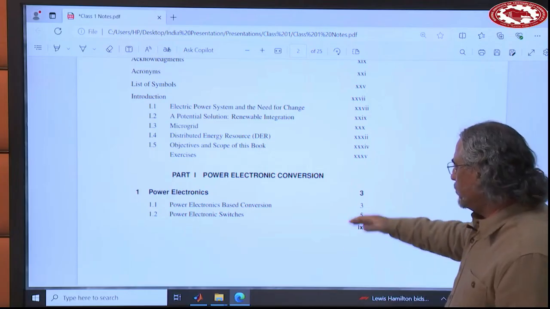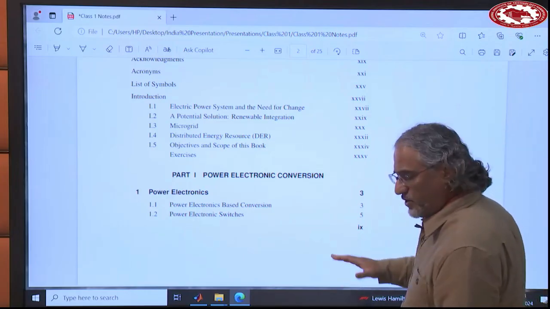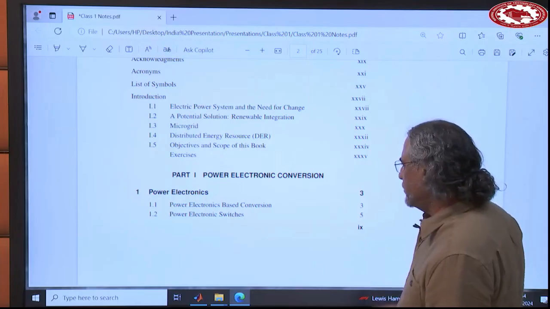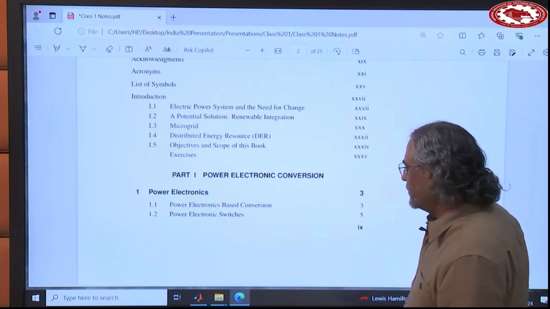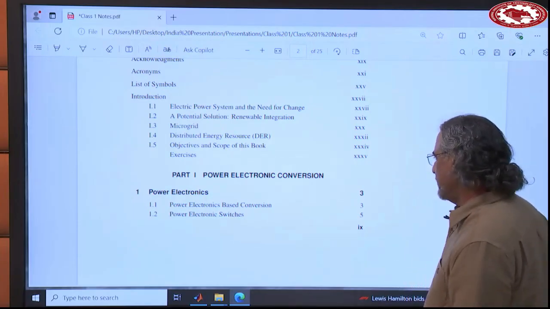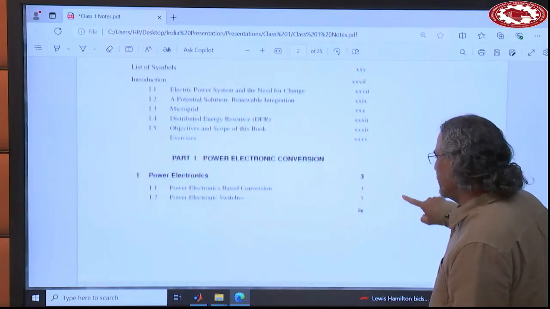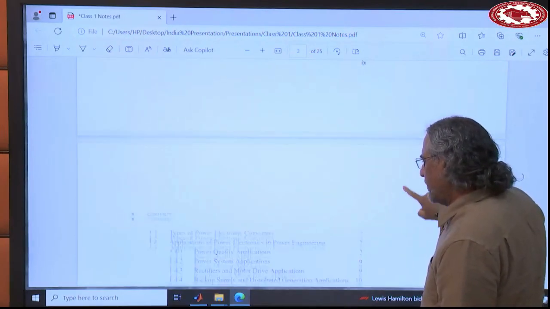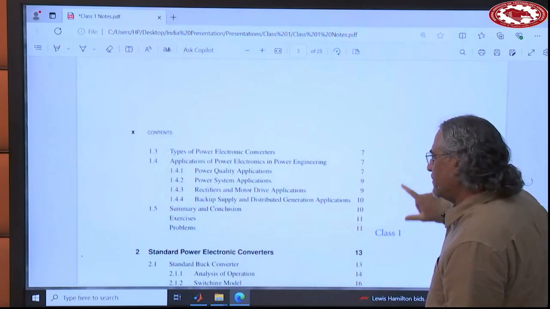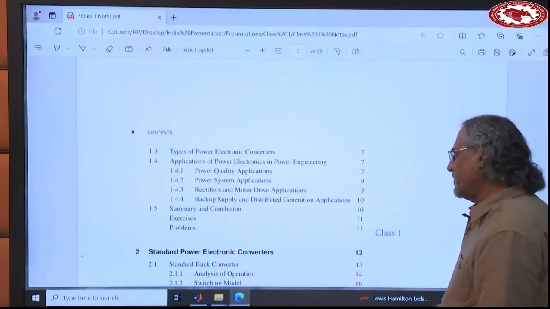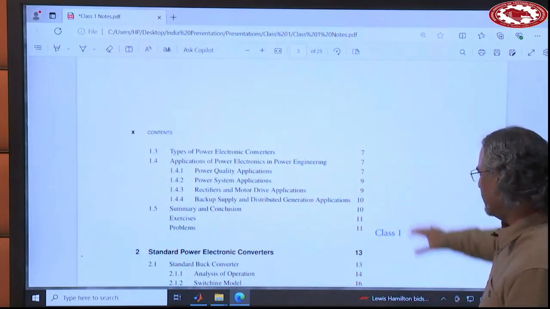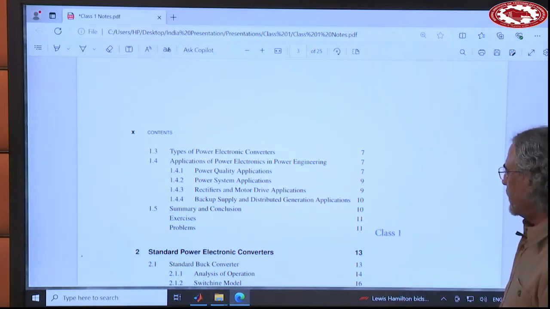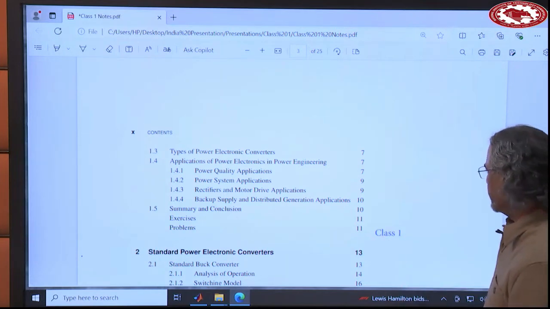Then chapter 2, which again is a general and introductory chapter, goes into introducing power electronics. So what is really power electronics? What are the main components of power electronics? What does power electronics do? And what are the applications of power electronics? So these 2 chapters together are the introduction for the course, and my plan is to cover most of these 2 chapters in the first class.